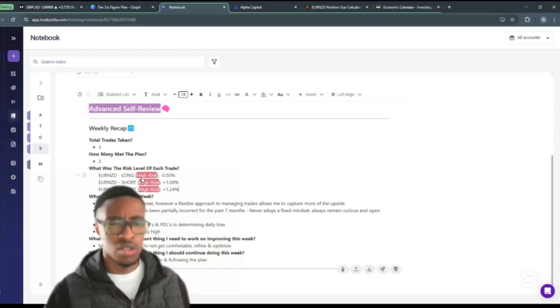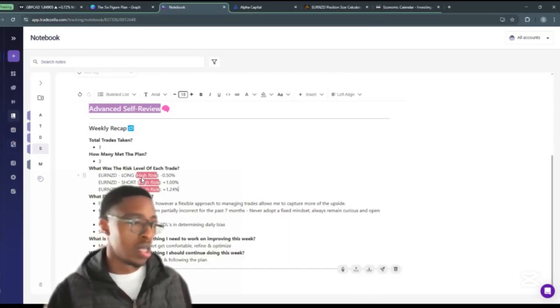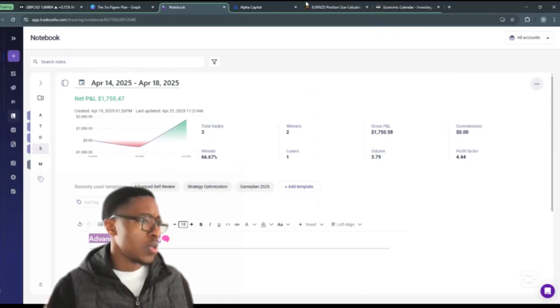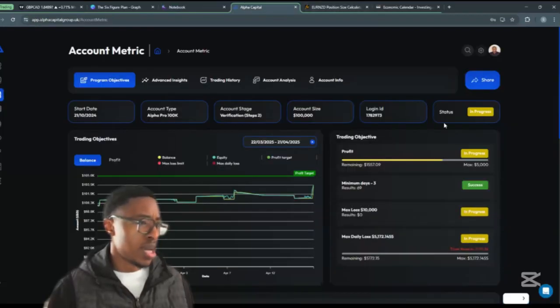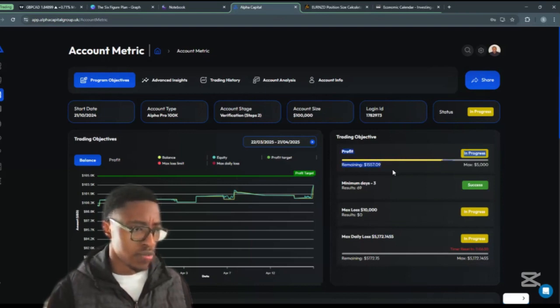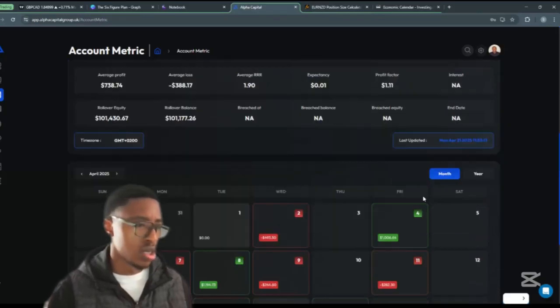It's the second to last week of the month. Again, statistically, a week where I do quite well, but that doesn't mean that I need to rush into any positions. So that's the weekly review. This is my Alpha Capital account metrics. Objectives: $1,500 remaining to achieve that target.